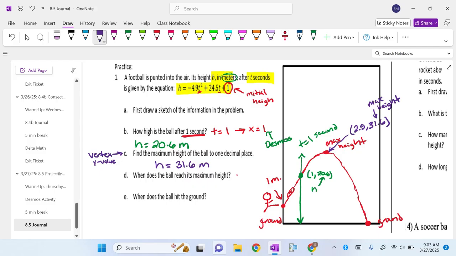So part D asks, when does the ball reach its max height? So it says when, which means we're finding what? Height or time? Time. So we're looking for t. So we already found the vertex. So what part of the vertex are we using now? The x value. So how long does it take? 2.5 seconds.